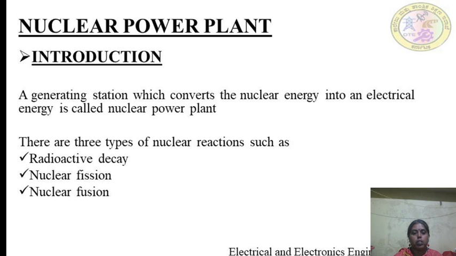There are three types of nuclear reactions: radioactive decay, nuclear fission and nuclear fusion. These three methods are commonly used for generating nuclear energy in a reactor. These three are also called nuclear reactions. Through any of these three methods, nuclear energy is generated.